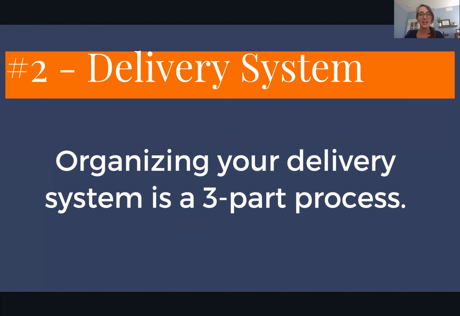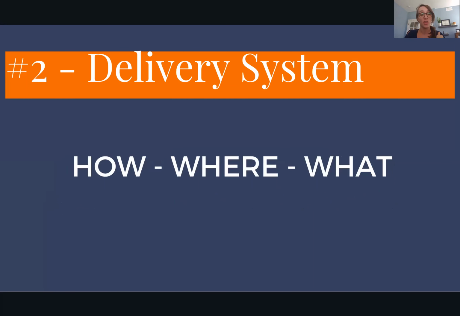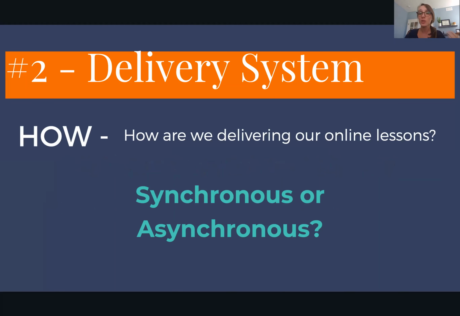Okay, moving right along. So number 2, the next thing that we need to be focusing on is our delivery system. Organizing your delivery system is a 3-part process. We need to focus on the how, the where, and the what. So the first thing that we need to think about is, how are we delivering our online lessons?